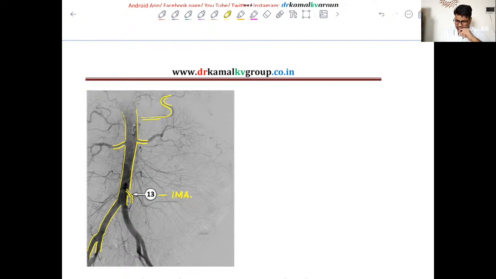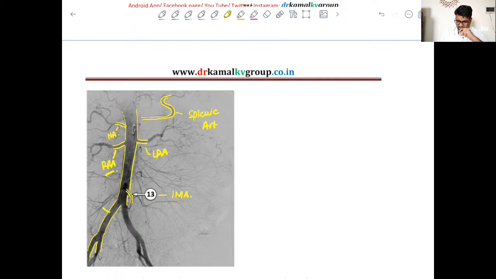This is the splenic artery, right? Then here you can see there is one artery which is going on to the right side, and this is the hepatic artery. Then you can see two branches. This is the left renal artery, this is the right renal artery, right? And of course this is the inferior mesenteric artery.